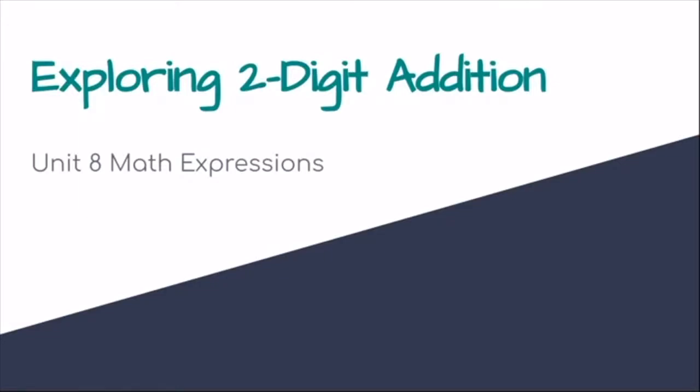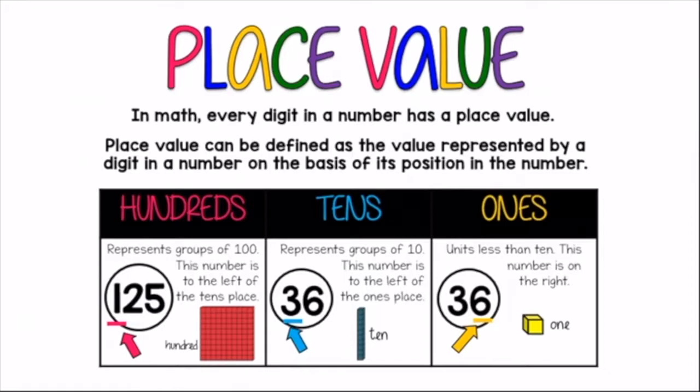I made slides for this math unit. It's called Exploring Two-Digit Addition. We are studying place value. In math, every digit in a number has a place value. Place value can be defined as the value represented by a digit in a number on the basis of its position in that number. I'm going to start with the ones.